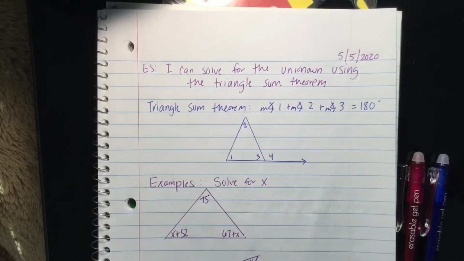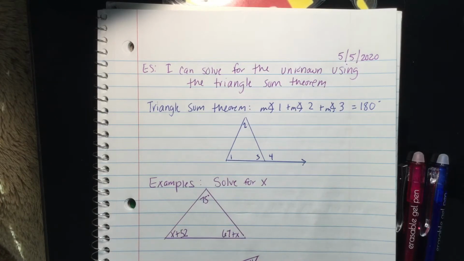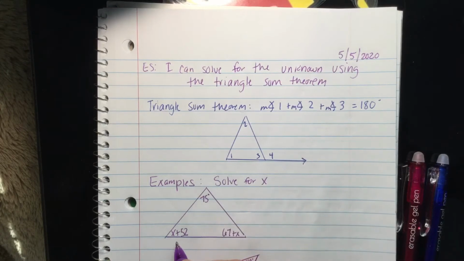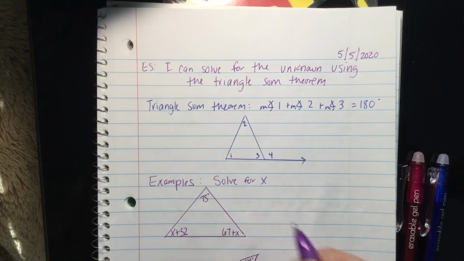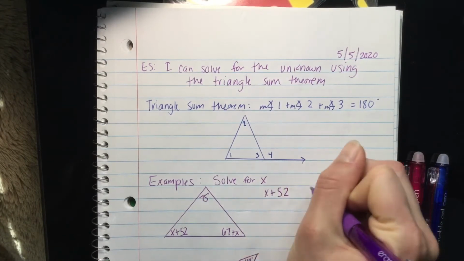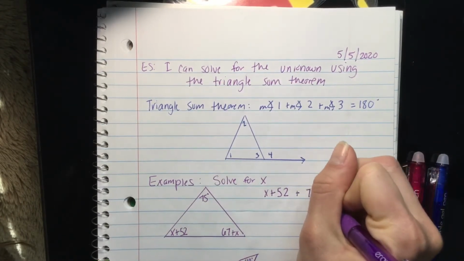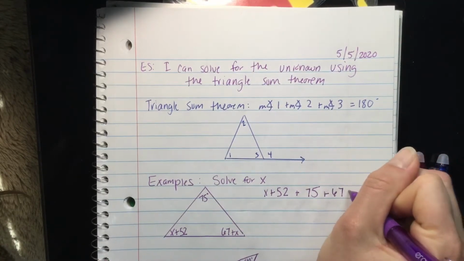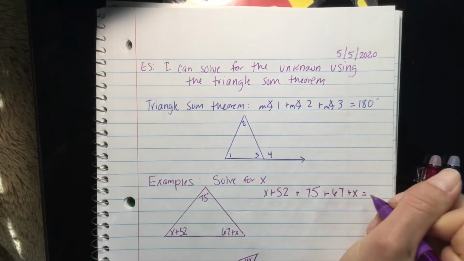Okay, so the first example, we've got a triangle right here. And remember, the sum of all the interior angles equals 180. Good job. So we need to set up our problem. All right, so I'm going to take this angle here. You can take whichever angle you want. It'll be the same. So x plus 52 plus 75, because that's where I get my 75, plus 67 plus x equals 180.